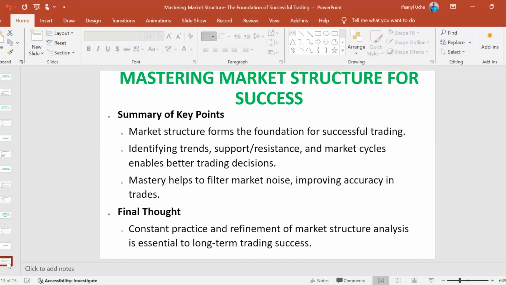Final thoughts: constant practice. Go ahead and practice these things, study more on them, and perhaps enroll in one of our courses, so that you yourself begin to identify by yourself, and you'll be good. Keep on refining your market structure analysis, and as you keep on doing that, you'll see that your long-term success will be assured.